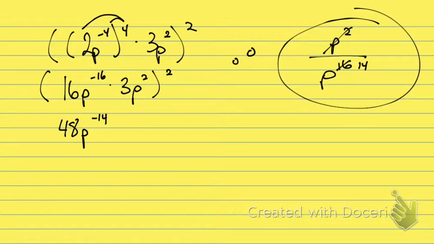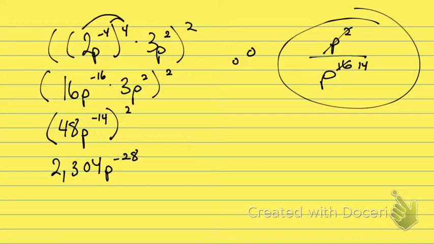So there's my insides of the parentheses, and I'm still going to raise that to the second. So I still don't have an answer, right? I'm just showing them, breaking my big problem down into little problems. Who's got a calculator handy? 48 squared, slightly less than 2,500. 2304. And I got a p to the negative 28.